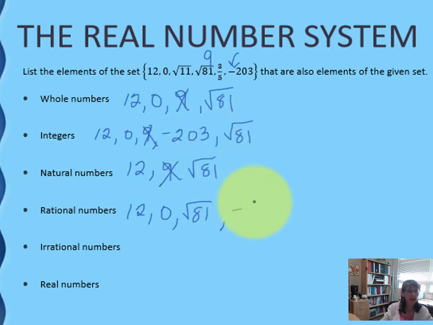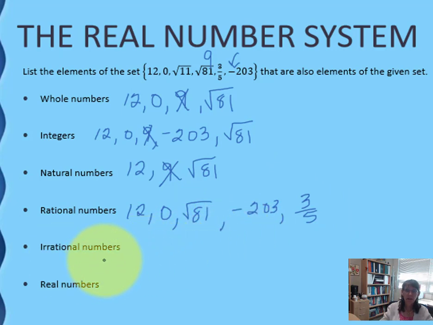-203 could be written as -203 divided by 1, so that is also a rational number. Now let's look back to the original list, and you will see that 3/5 already is written as a rational number, so don't forget to include 3/5 with the rational numbers.